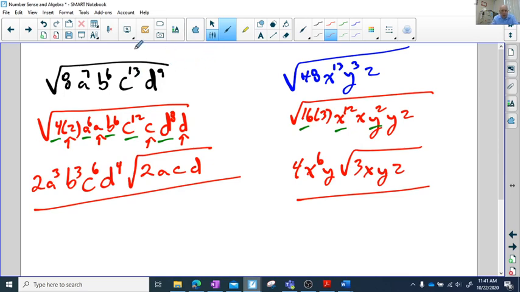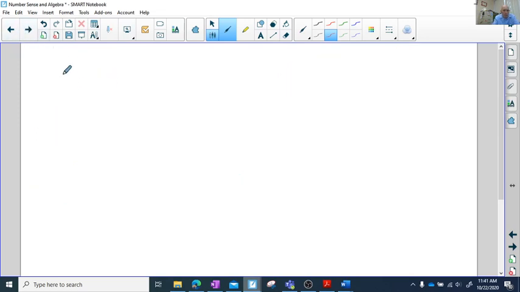Okay, so now what we want to do is deal with higher indexes. So let's suppose the index isn't a square root, but it's a cube root. So for example, actually let's just go on our own here. So let's go cube root of 16, a to the 13th, b to the 12, c to the 5.